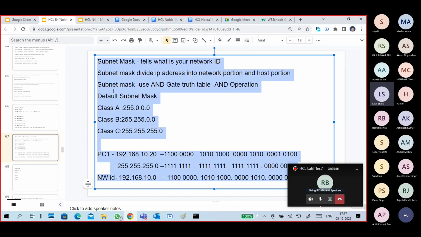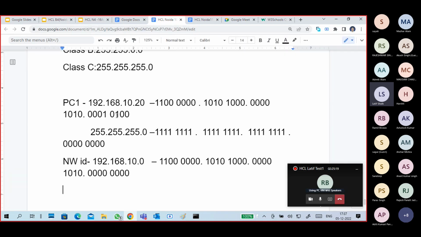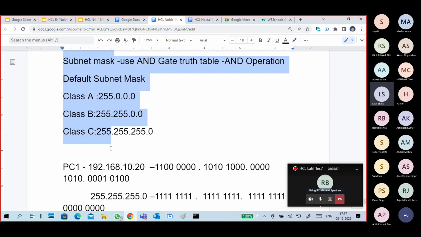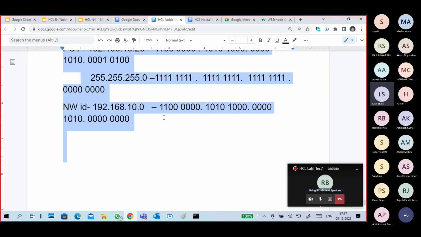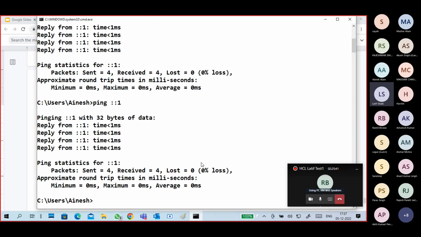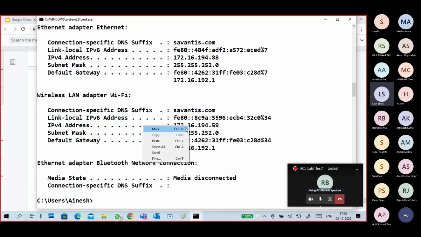How will the system understand and divide our network into network and host? How can the system decide whether both systems are in the same network or not? The system uses a subnet mask. When you check your IP config, you can see there is an IP address and a subnet mask. This subnet mask will decide what your network portion and host portion are.